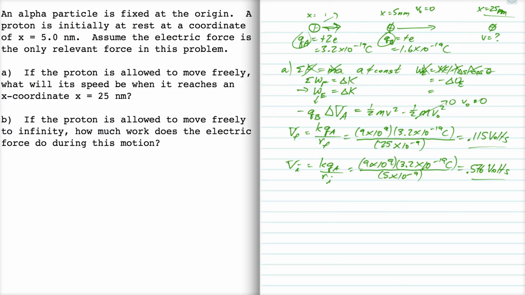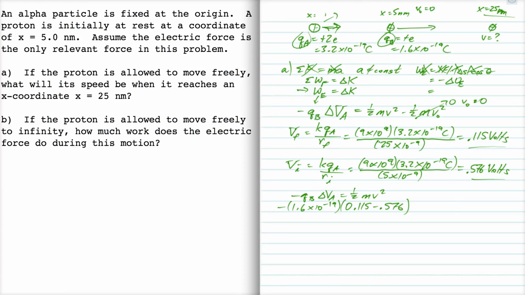Alright, so let's see. I get minus QB delta V equals 1/2 mv squared. So let me plug in my values. QB is positive 1.6 times 10 to the minus 19, and then delta V is V final minus V initial, so 0.115 minus 0.576. Okay, the change of potential is going to be negative, right?